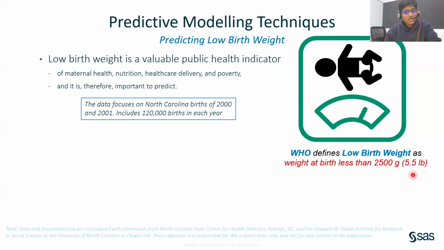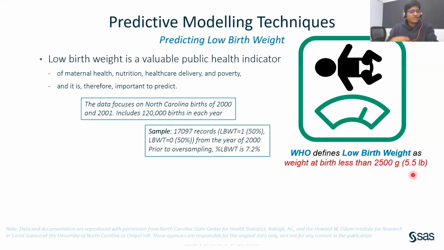So the sample of the data that we're going to look at, again, is a North Carolina based study, and you're looking at the North Carolina births of 2000 and 2001. It includes about 120,000 births each year. So we are going to derive a sample out of it. Our sample is more of an oversample. It has 50% of records that have a low birth weight issue, and 50% of the births which are a normal birth.